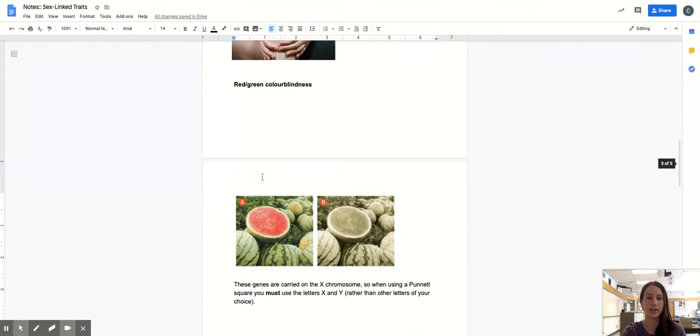Red-green color blindness is also carried on the X chromosome. You have a picture of a watermelon here, which is red and green. Somebody with red-green color blindness would not be able to distinguish these colors. There is a test at the bottom of these notes that you can do. It's just some images, and you can figure out if you have red-green color blindness.